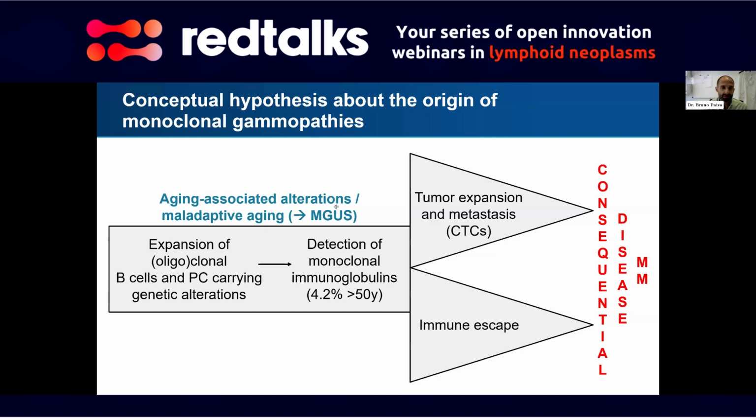And if we accept this as almost a natural finding and a consequence of aging, then we need something else that triggers consequential disease, malignancy, such as myeloma. And we believe that two potential triggers of consequential disease are circulating tumor cells and immune tape.